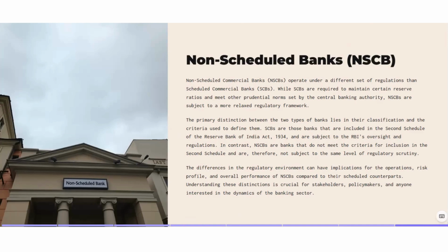So the primary distinction between the two types of banks lies in their classification and the criteria used to define them. Scheduled commercial banks are those banks that are included in the second schedule of the Reserve Bank of India Act and are subject to RBI's oversight and regulations. In contrast, non-scheduled commercial banks are those that do not meet the criteria for inclusion in the second schedule, and are therefore not subject to the same level of regulatory scrutiny. So differences in the regulatory environment can have implications for operations, risk profile, and overall performance of non-scheduled commercial banks compared to their scheduled counterparts. Understanding these distinctions is crucial for stakeholders, policymakers, and anyone interested in the dynamics of the banking sector.